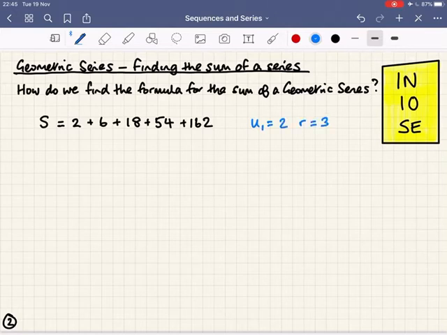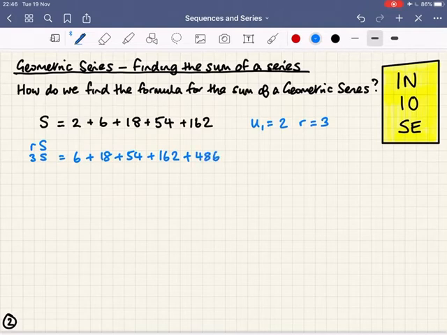Now, what I'm going to do is something a bit strange here. I'm going to multiply the whole of that series by the common ratio 3. So I'm going to create rS, in other words 3S. I'll write that underneath, and that is equal to, let's multiply everything there by 3, and you'll see that we just get a very similar pattern to the one above, just shifted by 1. But we need an extra term at the end, which is 3 lots of 162, which is 486.